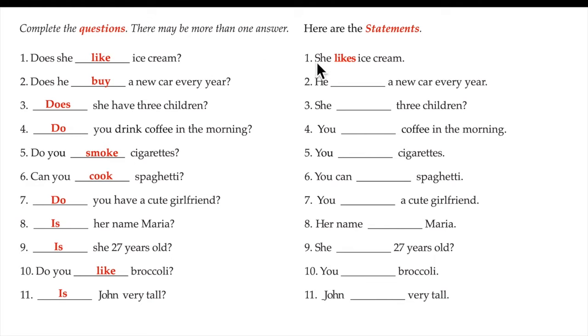But if you just want to talk about somebody and make a statement, then just say she likes ice cream. He buys a new car every year. Well, he must have a lot of money. She has 3 children. Sorry, that's not a question. I'm just going to put that over it. That's just a period. She has 3 children.